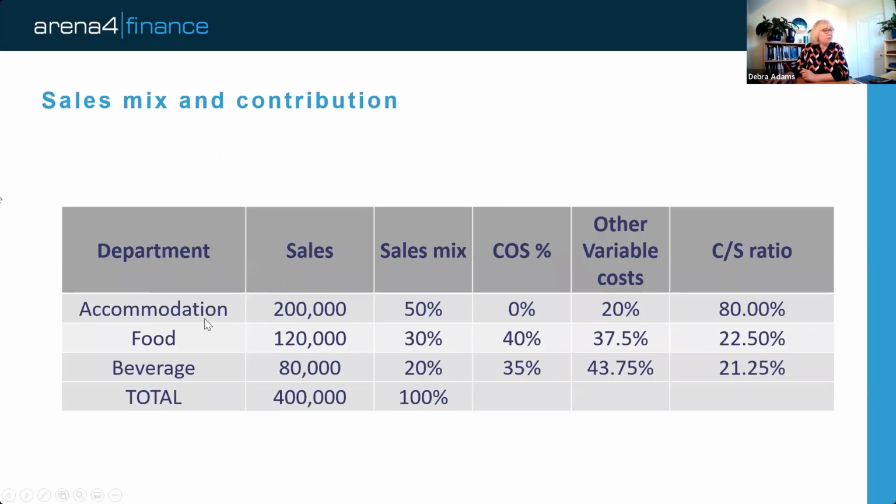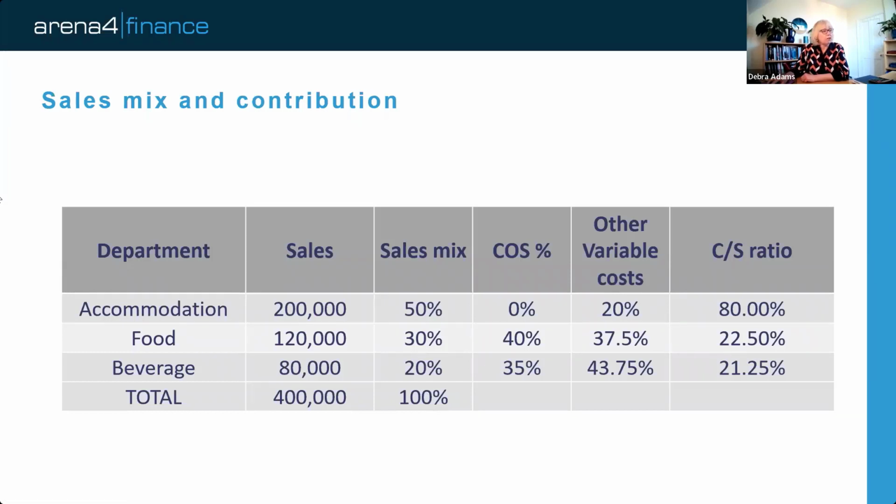If we have 400,000 as our total sales, and let's say that 200,000 comes from accommodation or room sales, 120,000 from food, 80,000 from beverage. So that's our sales mix. Nice easy numbers for this bit: 50, 30, 20, and obviously together make 100.